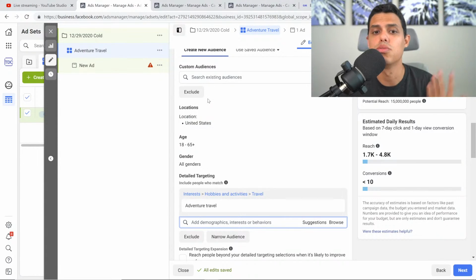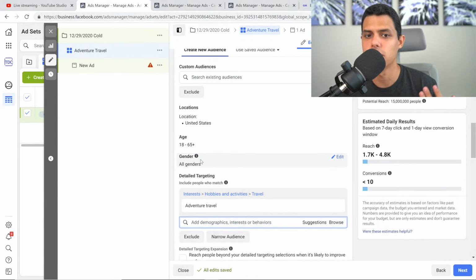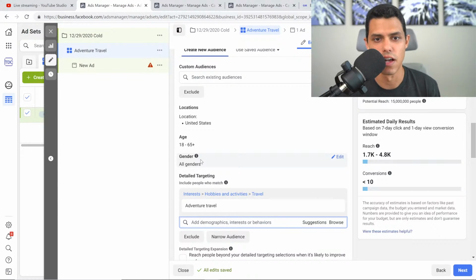But if you're selling to a different country, make sure that you change the country, obviously. And also, again, keep it as broad as possible when you start, okay? Unless you're selling a product that's specifically for male or female, obviously there you will change the gender. If your product is for both genders, make sure that you test both genders, and then you will see Facebook will start optimizing by itself, okay?